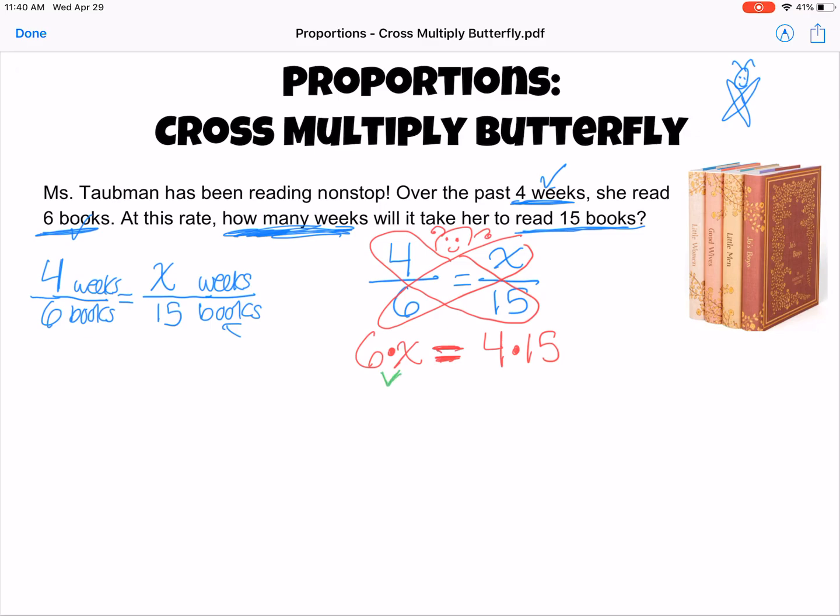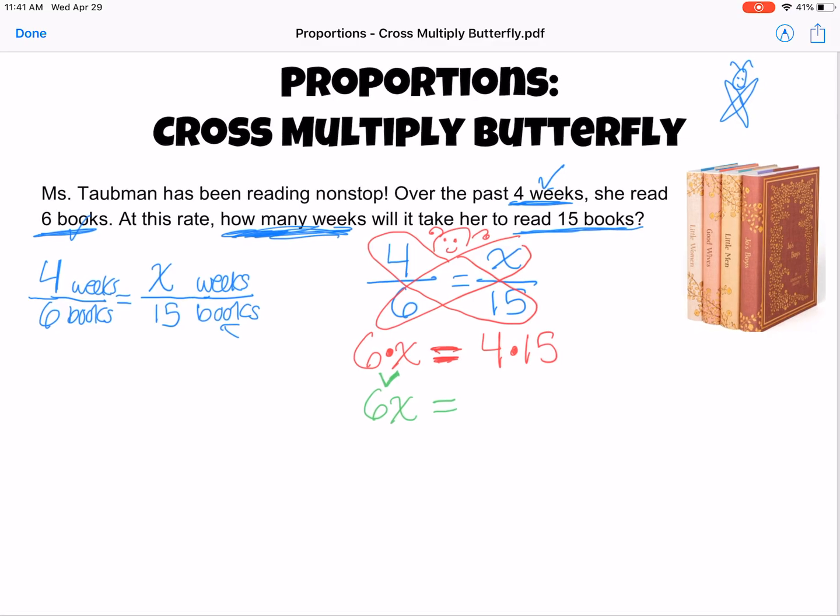And now let's go ahead and let's actually multiply. So 6 times x, well, that just gives us 6x. I'm keeping my equal sign, and we have 4 times 15. You can do some scrap work if you want. You could use a calculator if you want. 4 times 15 gives us 60. And now I know 6x equals 60, but I need to find the value of 1x.